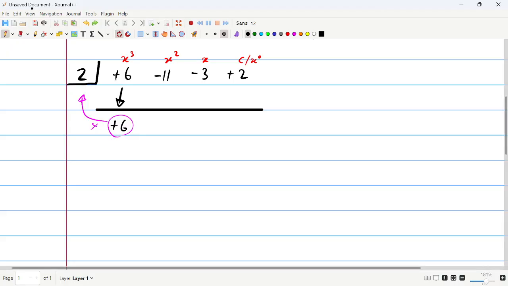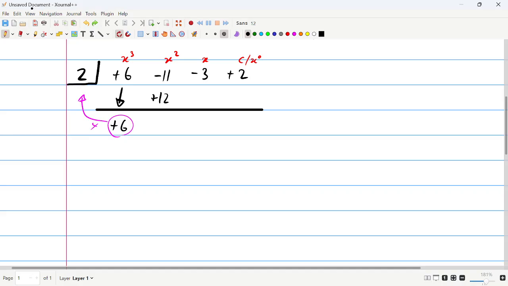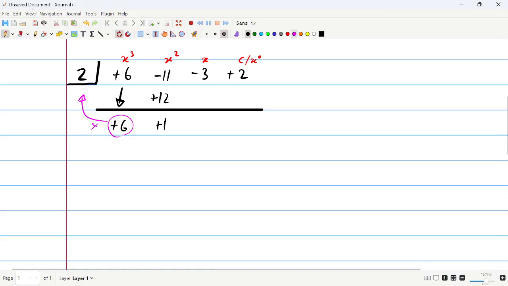So 6 times 2 is 12, positive 12. And then we just add these two together and put it down. What you see is the first one couldn't add with anything, so we could take it straight down. But this one we have two values, so we're going to add them together. Negative 11 plus 12 is equal to what? It's positive 1, right?